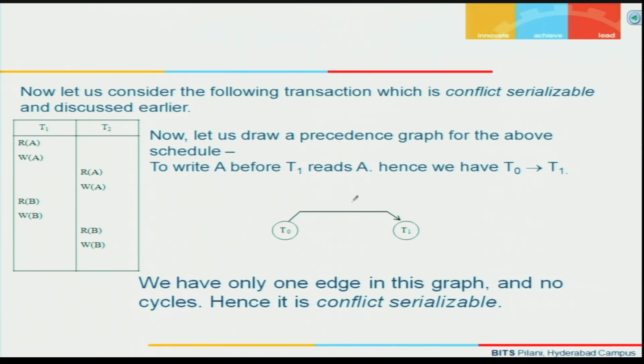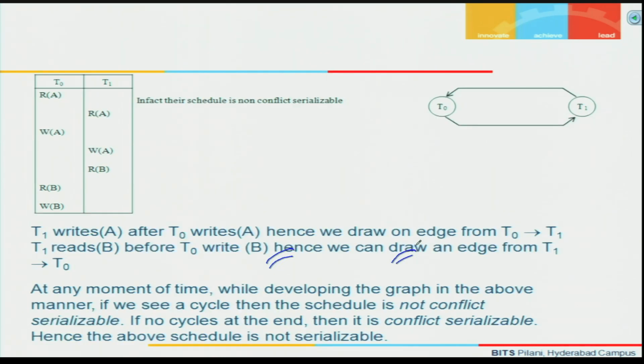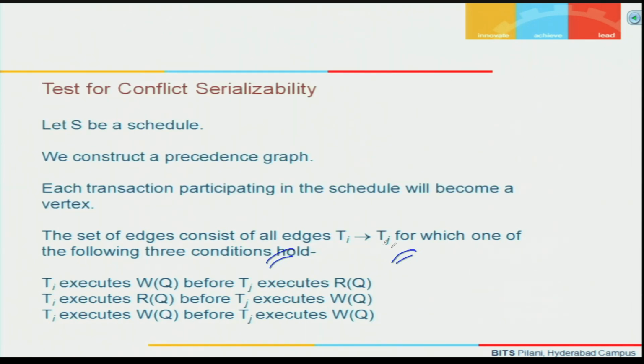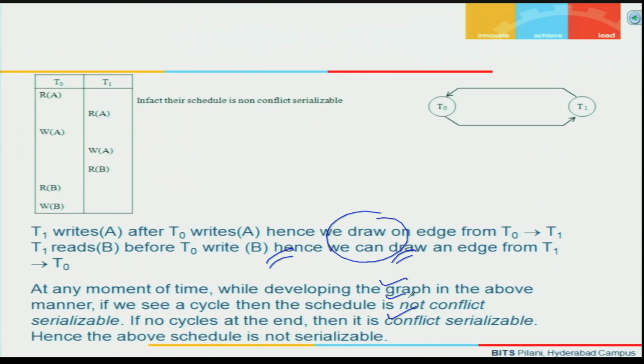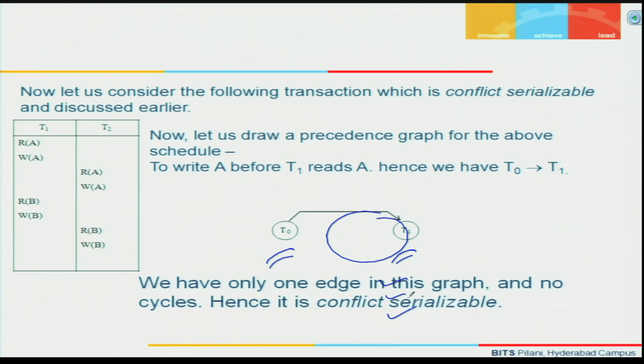It has nodes and edges. All transactions that are taking part in the schedule will become the nodes, and I can introduce an edge between Ti and Tj when at least one of the following conditions is satisfied for Ti and Tj. If there is a cycle, it is not serializable, and if there is no cycle, I can declare that it is conflict serializable.